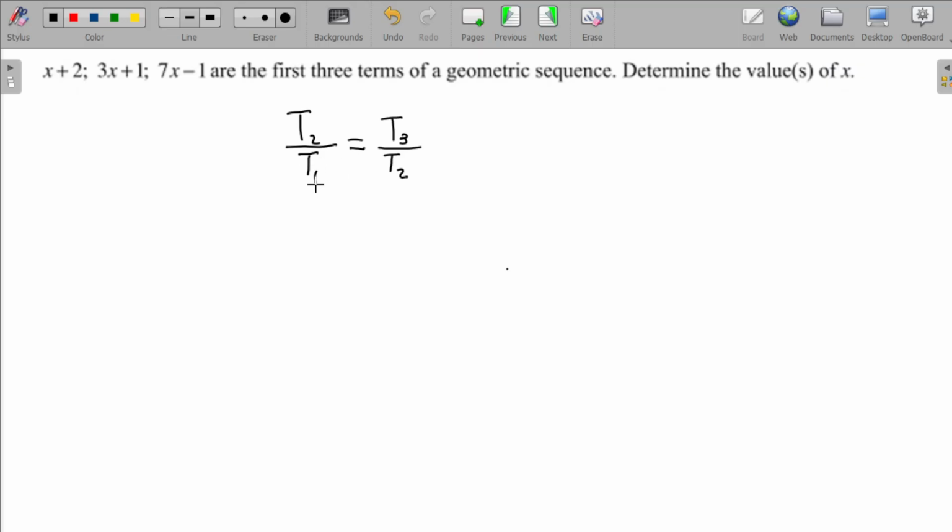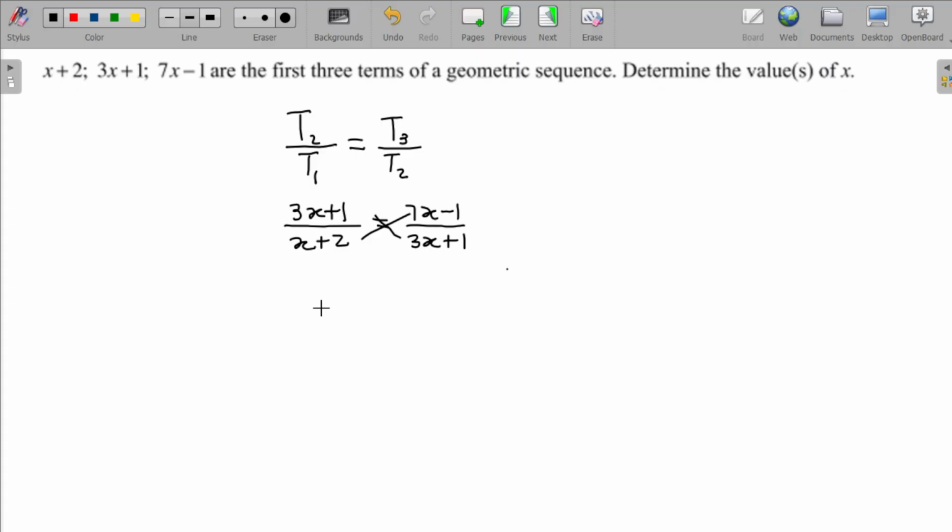In this case, what is my T2? I know my T2 is going to be 3x plus 1, all over my T1, which is x plus 2. This equals my T3, which is 7x minus 1, all over 3x plus 1. This is very important. And then from here, we do what we call a cross multiplication.